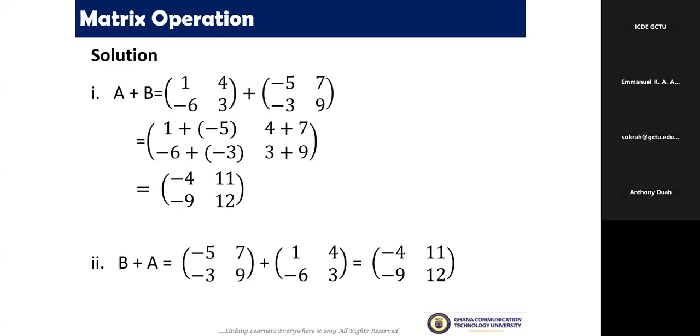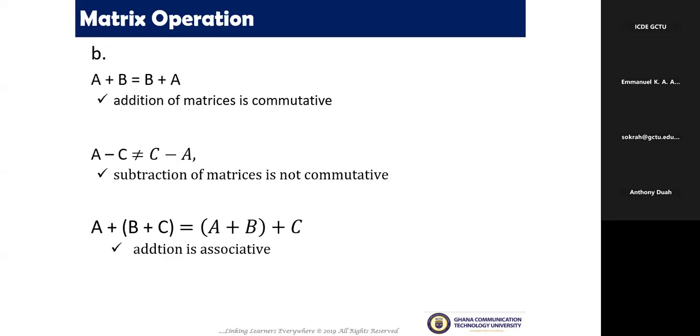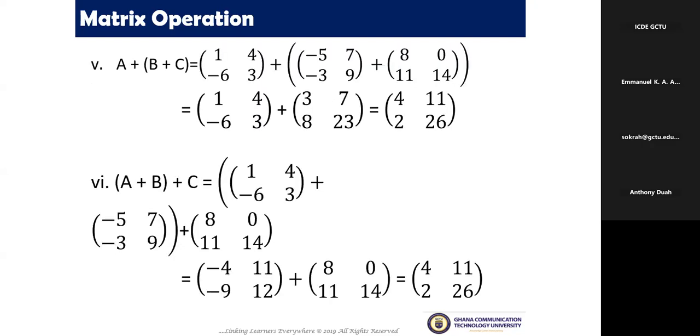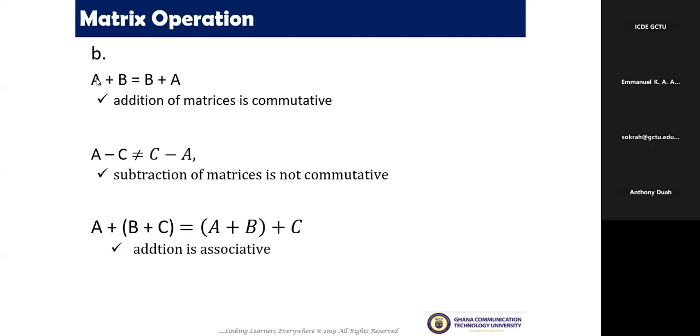So we can continue. So these are our examples you can go and practice for yourself. Okay. So from all these examples, you can see, and those are the conclusions I was asking you to draw. You can see that A plus B is the same as B plus A. So it means addition of matrices is commutative. Then you realize also that A minus C was not equal to what? C minus A. So it tells you that subtraction of matrices is not commutative.